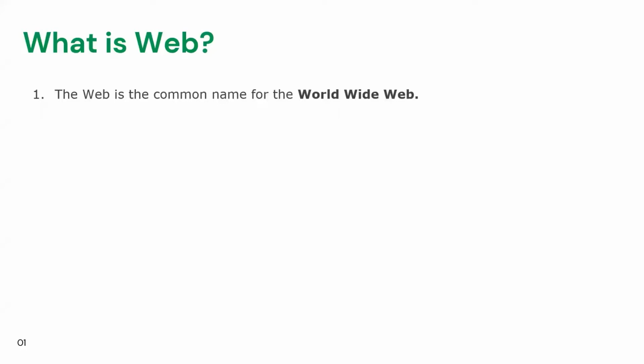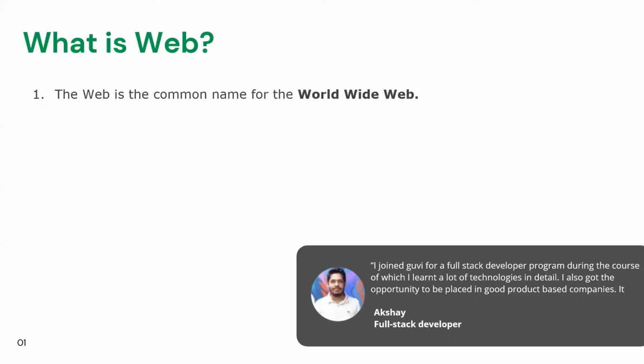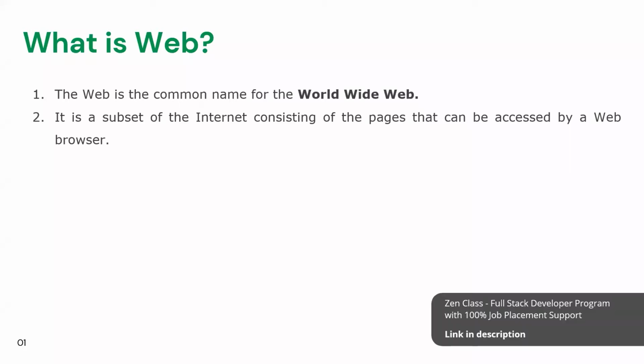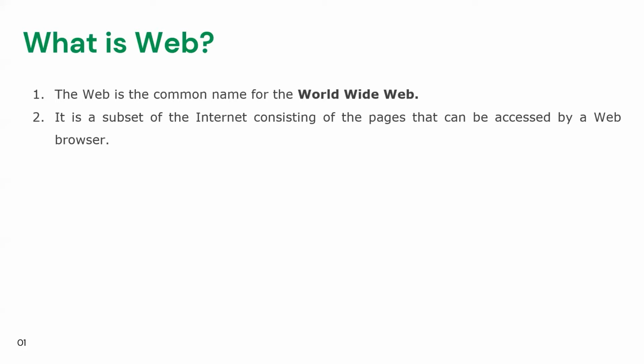World Wide Web means that a particular URL can be accessed from any part of the world by using internet connectivity and a browser. So basically, it is a subset of the internet consisting of pages that can be accessed by a web browser. The basic internet is mainly used to transfer data from one part to another.